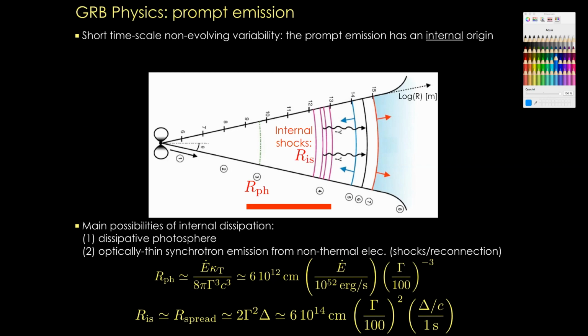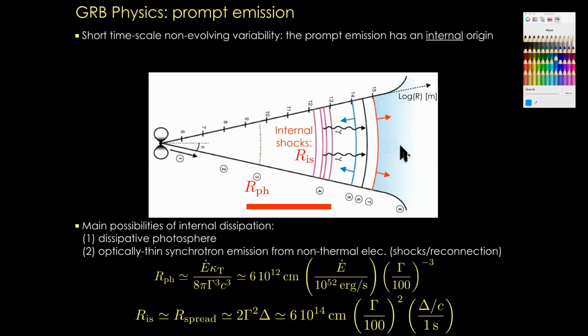And this is a strong argument to say that it is associated to a dissipation mechanism which is internal, which is within the outflow. Because if it was associated to the deceleration of the outflow by the external medium, in this case, we would say that it has an external origin, then typically the main source of emission is a strong forward shock which is propagating within the external medium.